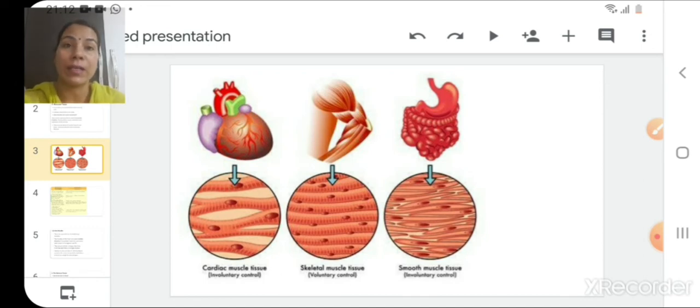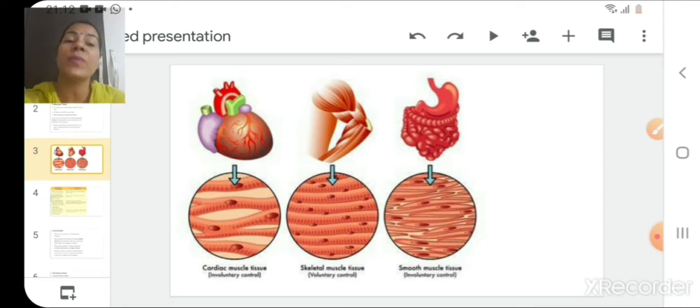As the slide suggests, the cardiac muscle is present in the wall of the heart. These cardiac muscles are involuntary muscles because we do not have any control over the contraction and relaxation of cardiac muscles. And the second type of muscles are skeletal muscles. As the name suggests, these muscles are present around our skeletal system. So we can move these muscles according to our desire. That is why these are called voluntary muscles.